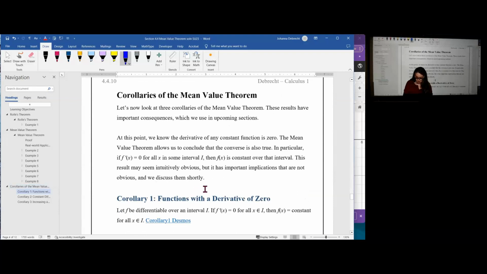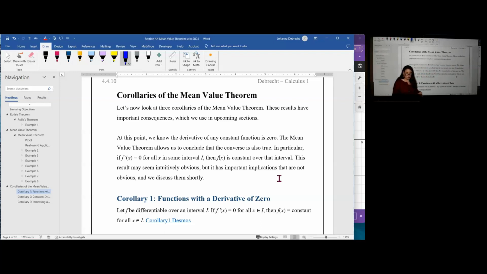There are some corollaries of the mean value theorem. There are 3 of them. We mentioned these in the introduction to this section, but let's go over them again. We know the mean value theorem is important in its own right, but also because of the theorems that result from it, the theorems that can be proved using it. One of the first things is that the derivative of any constant function is 0. And the mean value theorem allows us to prove the converse. If the derivative is 0, then it must be a constant function.